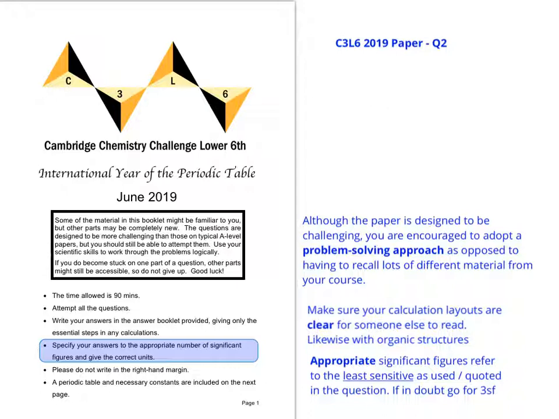And finally, appropriate significant figures refer to the least sensitive as used or quoted in the question. If you're not sure, maybe stick to 3 significant figures. And they mention units, so be willing to use very large and very small orders of magnitude. In other words, times 10 to the minus 10 on your calculator. Be comfortable and prepared to do that. There's no limit to how big or how small numbers can be, obviously.